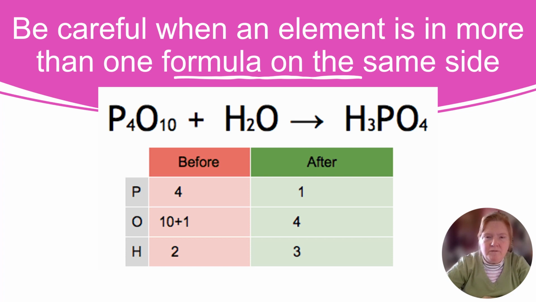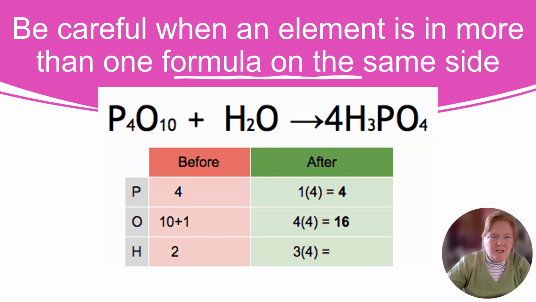Now you have to be careful when an element is in more than one formula on the same side. So here you can see that oxygen is in 2 different formulas, right? So if I put a coefficient here as an example, say I put a 2 here, it would not change all of the oxygen. It would only change this oxygen that's here, okay? So we have to kind of separate them when we are balancing so that we don't mix them up.